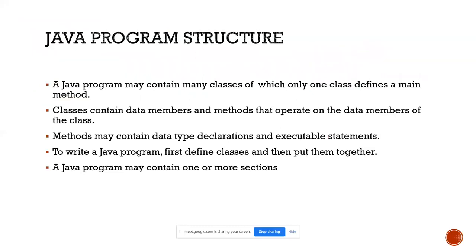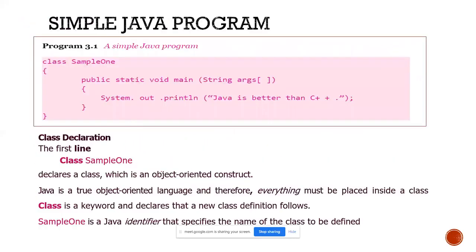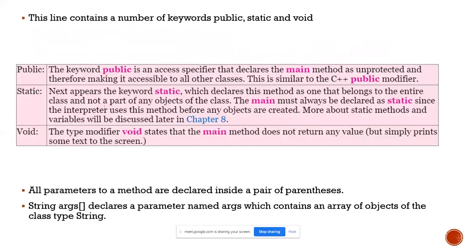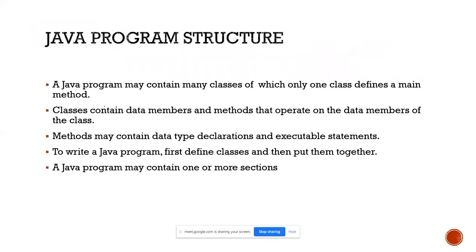So this is a simple Java program which we have seen. This is a simple program: class name, public static void main, and within that, we have given only one single statement. Out of these, we have seen the class declaration, opening brace, main line, and the keywords public, static, and void. And next is Java program structure.